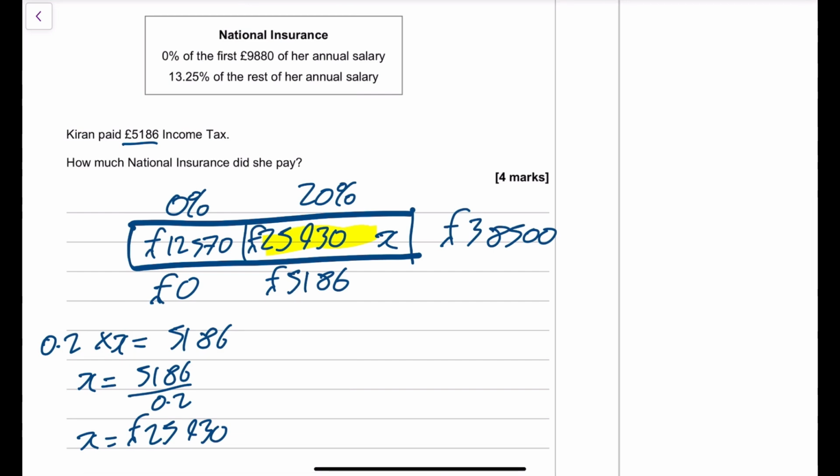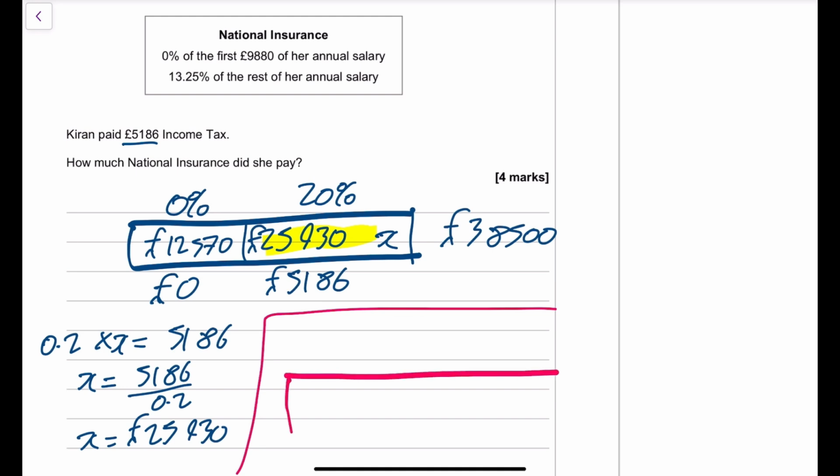So now this is what I thought this question was going to be. I'm going to do this in red. You obviously can't use red. I'm just doing this to distinguish between the two parts of the question. And we're going to use the bar method again. I now know he earns 38,500, so put that at the end of the bar.